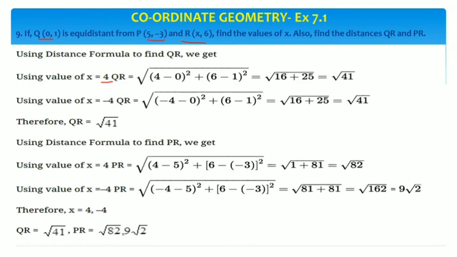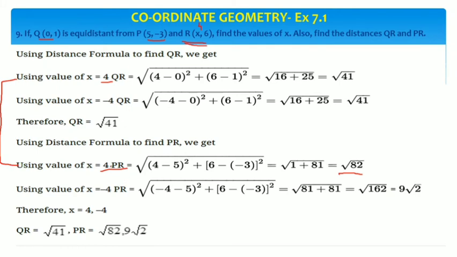Then we have to find the value for PR. Now this is P and this is R. Same again, x will be 4 here. So using the distance formula, in this case it is 4 right now. So 4 minus 5 whole square plus 6 minus of minus 3 whole square, that will come root 82. So we have taken out the value for QR and PR when the value for x is taken as 4.